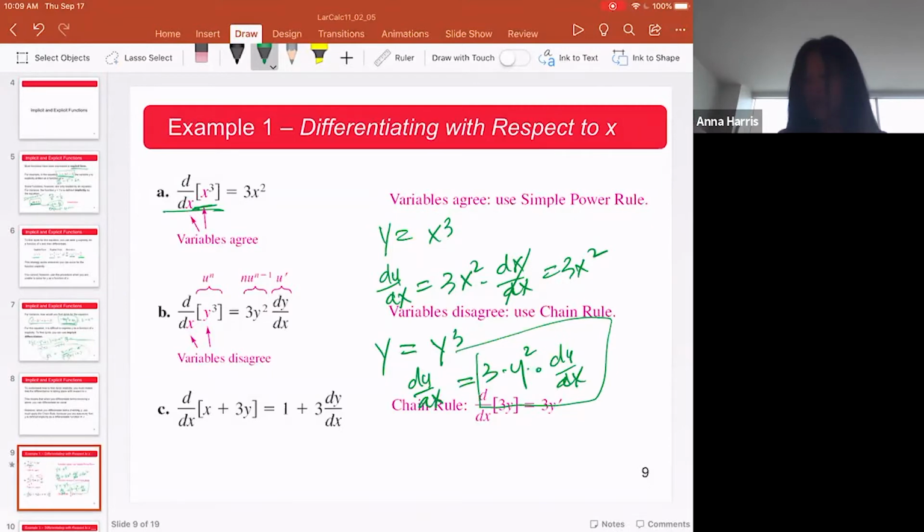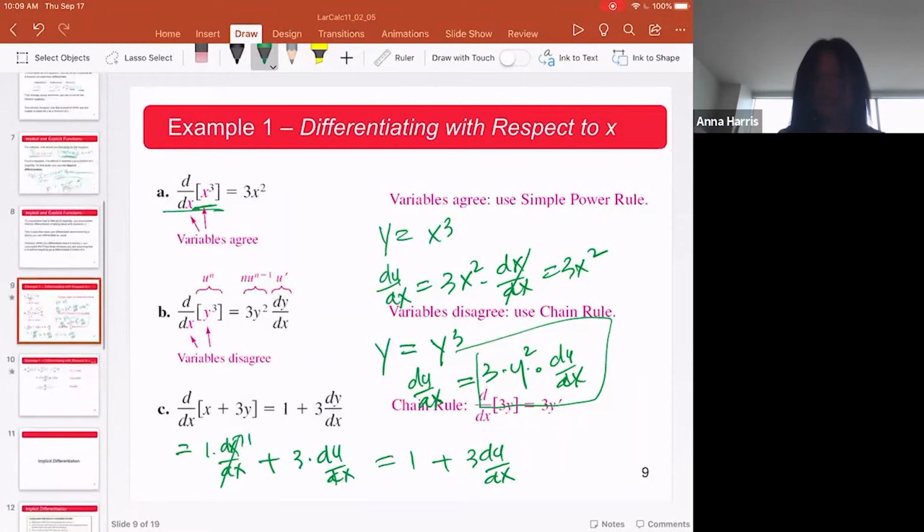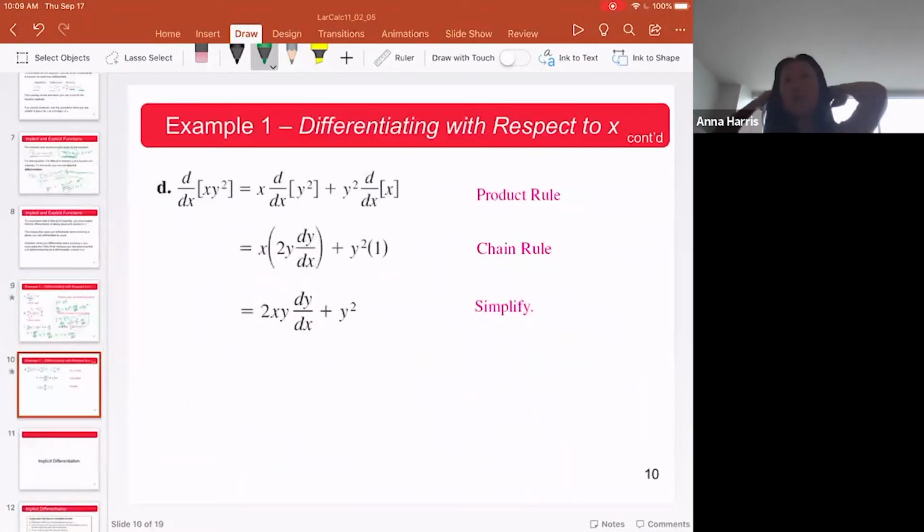Over here, when you take the derivative of this, you get dx is 1 times dx over dx, plus 3 times dy dx. But dx dx is the same as 1. That's why it's equal to 1 plus 3 dy dx. All right, are you guys following me right now? Are you okay? Let's do this problem in a notebook so it'll be easier to see.